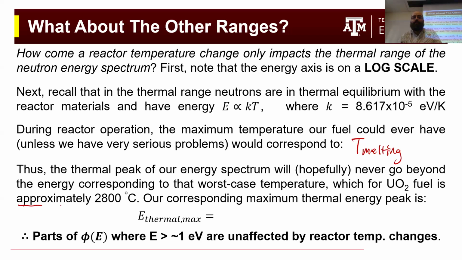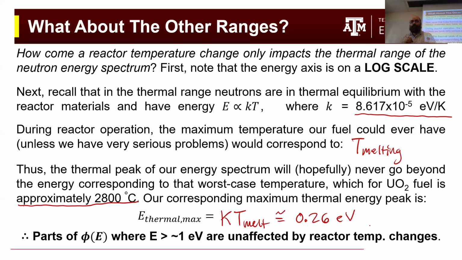The T melt for UO2 is about 2,800 degrees Celsius. This Boltzmann constant is in units of eV per Kelvin. So if I take that 2,800, convert it into Kelvin, and then do k times T melt, what I'm going to get is approximately 0.26 eV. So that tells us that if our neutrons are in thermal equilibrium with a reactor that's melting down, the peak of that Maxwellian would be at 0.26 eV.